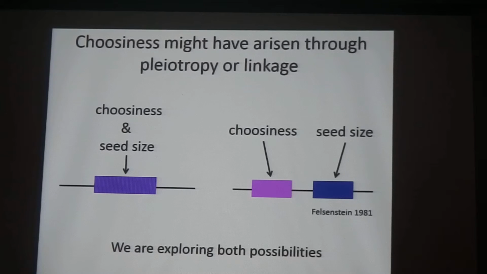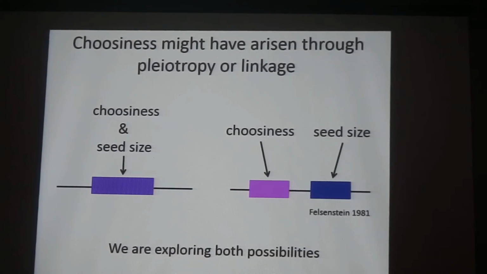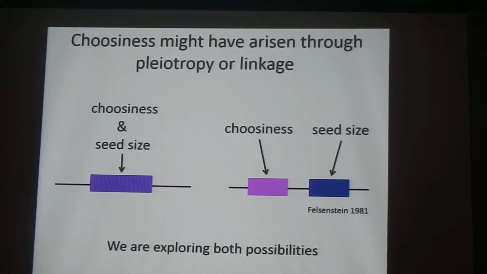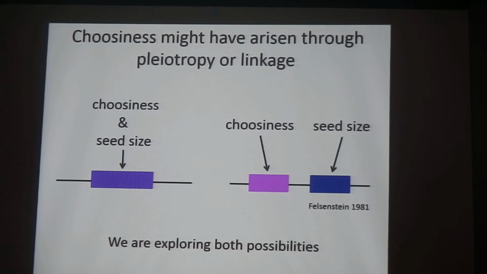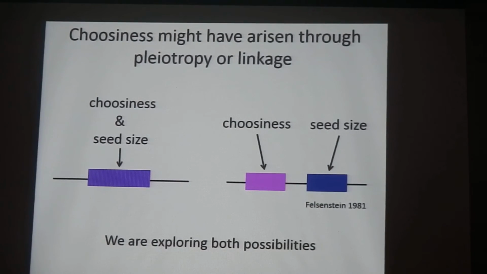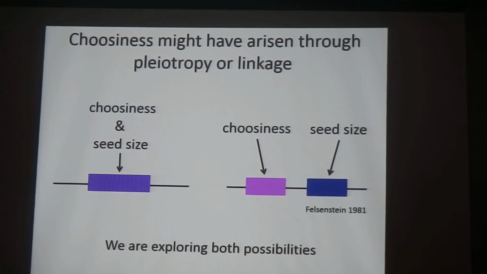We're now exploring both the possibilities of pleiotropy and linkage. We have a little bit of preliminary data that suggests that linkage might be slightly more likely. And again, I don't have time to go through those data right now, but I would love to talk about it after this if you want to hear about it.